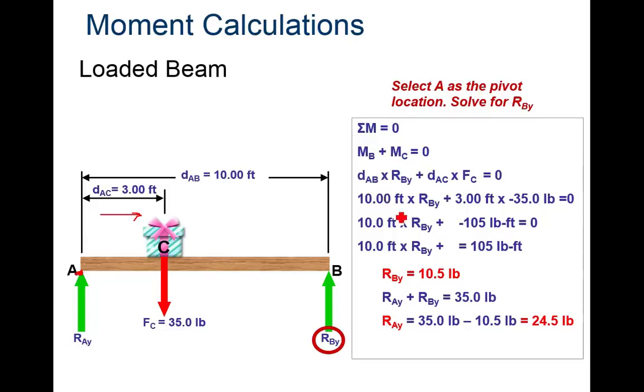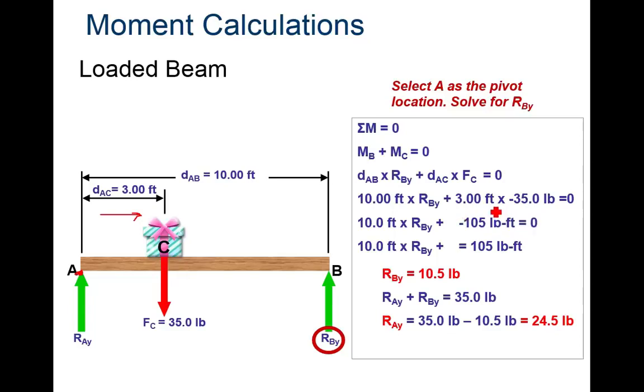So here's our distance for moment B is 10 feet, times an unknown force, so force, distance, right? Plus, let's say moment C. That is 3 feet, and oh, good, they put our negative 35 pounds. So 35 pounds over the course of 3 feet, and all that equals 0.